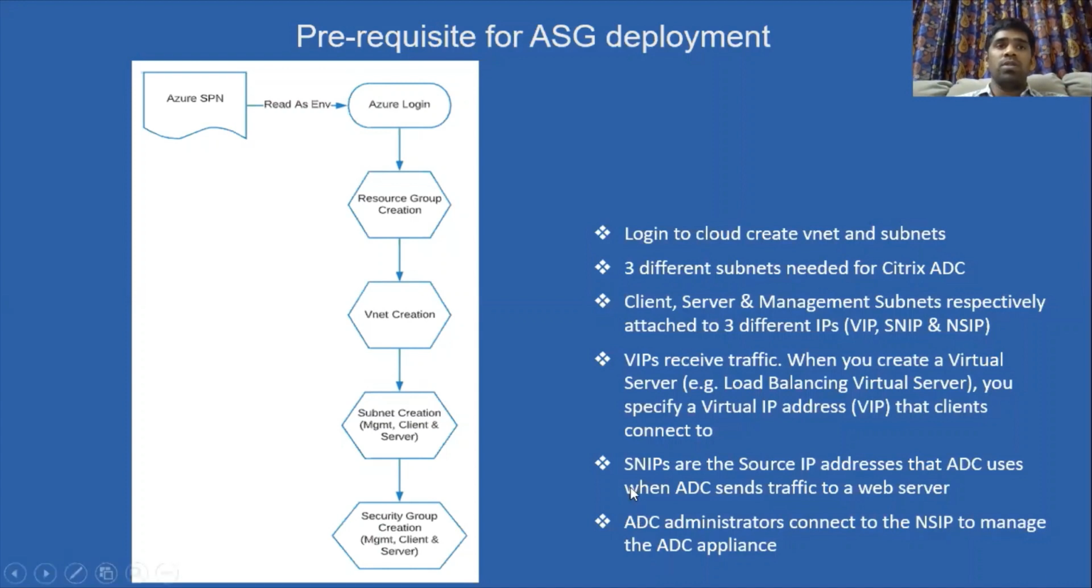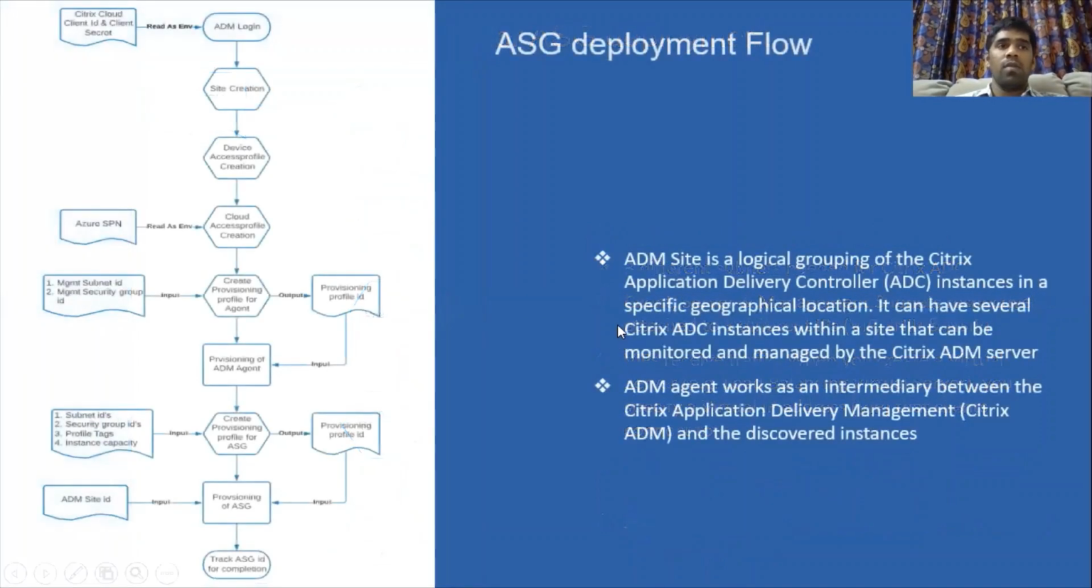Now let me walk through the ASG deployment with ADM. ADM authentication happens with Citrix Cloud Client ID and Client Secret. And then we can create the ADM site and agent before the ASG deployment.